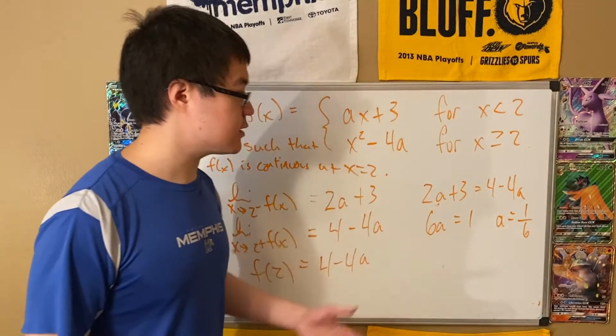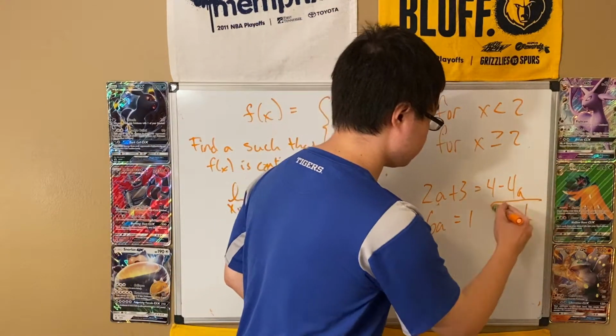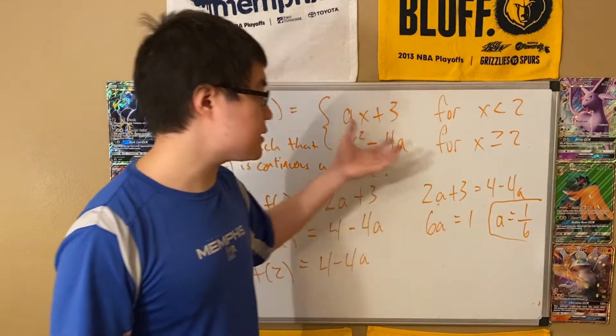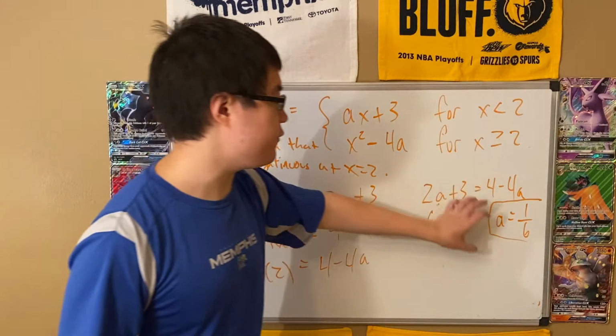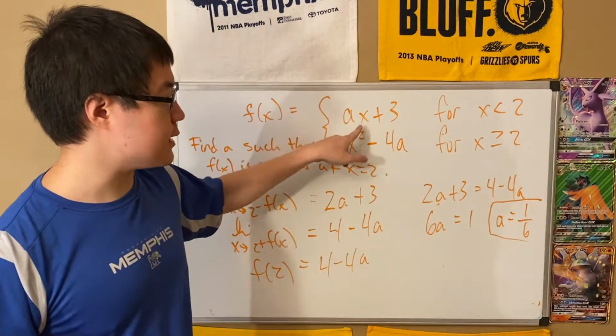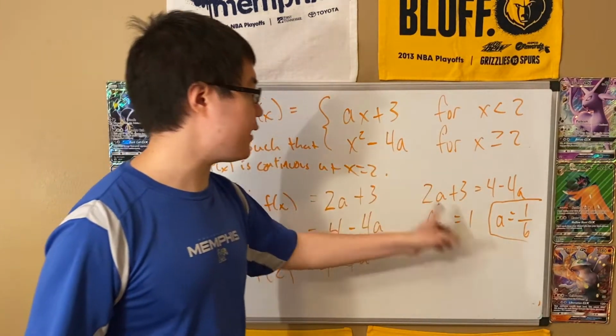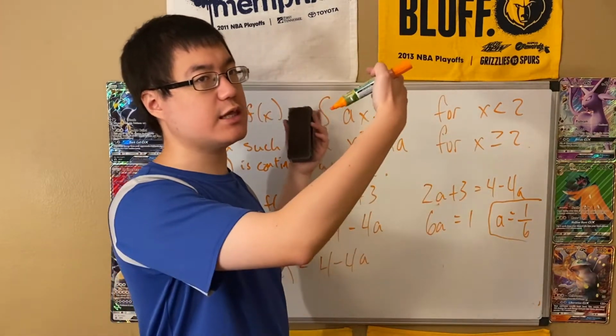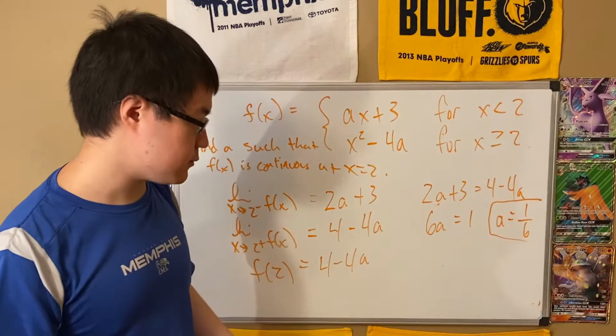So what is the significance of the answer here? Well, what this means is that this is the number that makes this function continuous. So if you graph 1/6 x plus 3, and if you graph x squared minus 4 times 1/6, at x equals 2, you'll notice that they'll meet. It is going to be continuous.